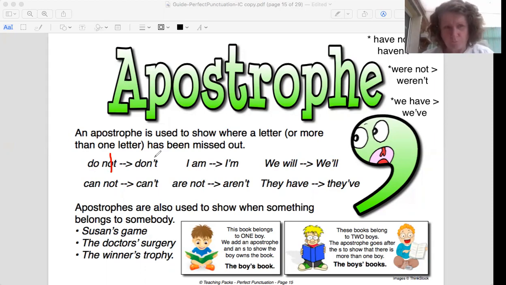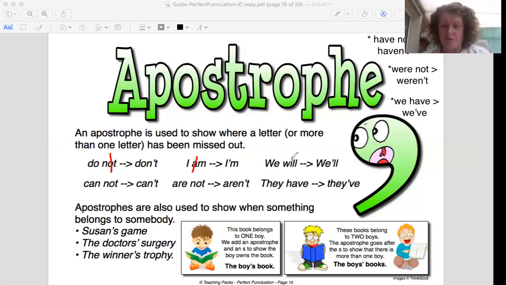Let's look at the next one. I am. That's a nice easy one, isn't it? I am. So the letter that's missing here is the A. So it says I'm. That's two words squashed together: I'm.